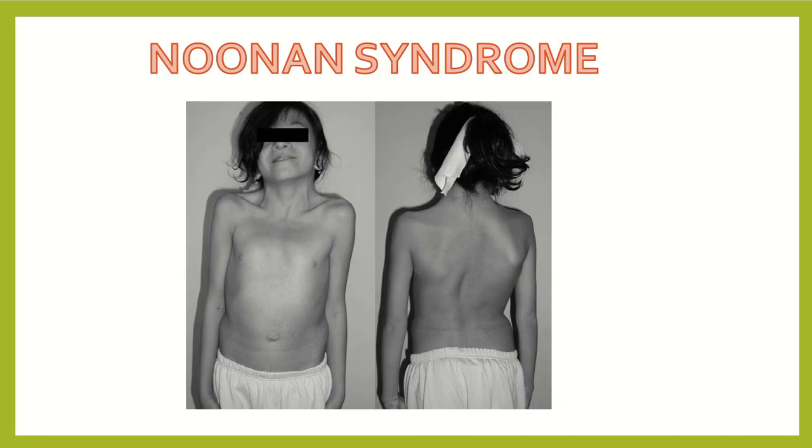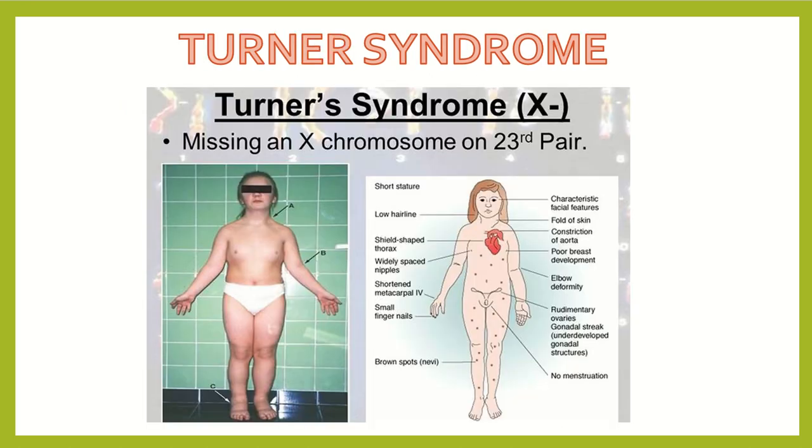Now, here is a child with Noonan syndrome. You can see the widely spaced nipples, the shield chest, the pointed chin, and here you can see Turner syndrome, a short statured girl with webbed neck and widely spaced nipples. So these are the important things that you cannot miss in a general look.